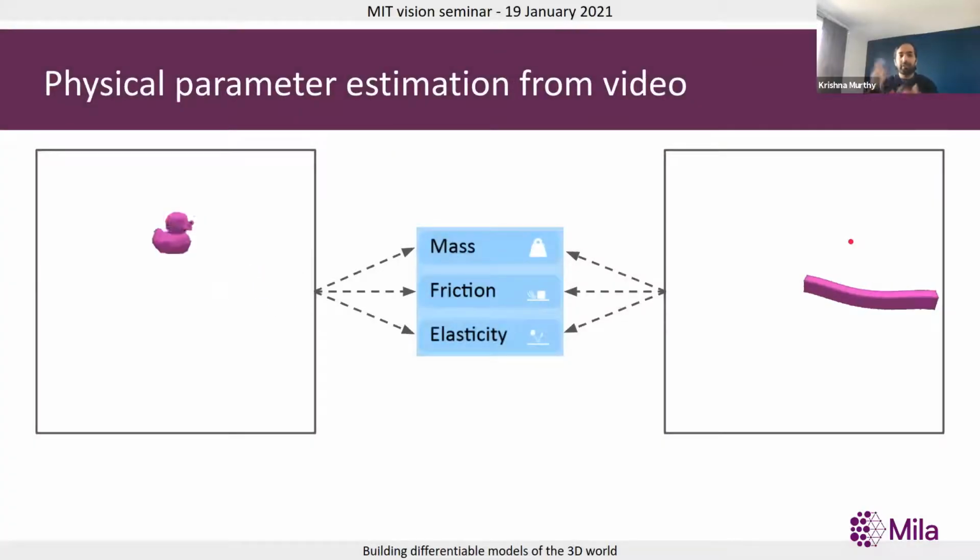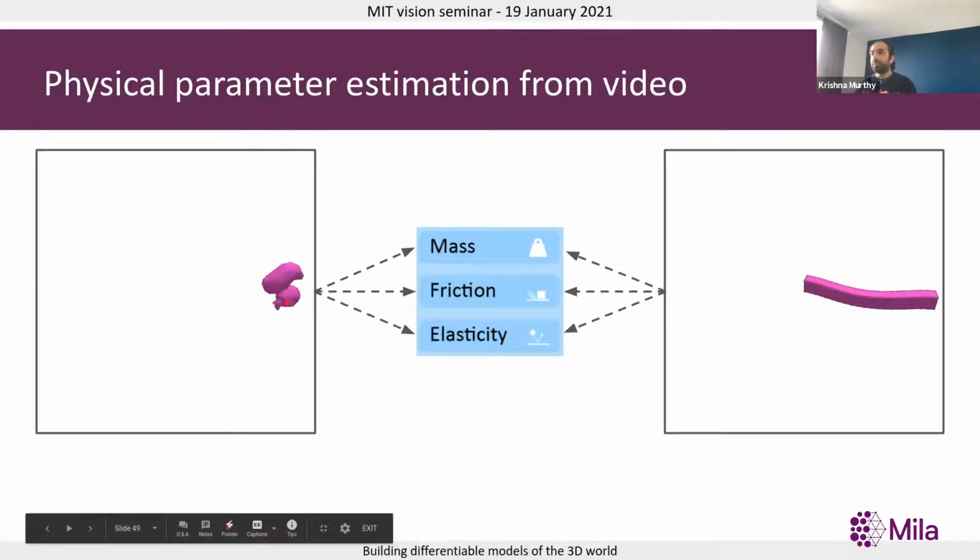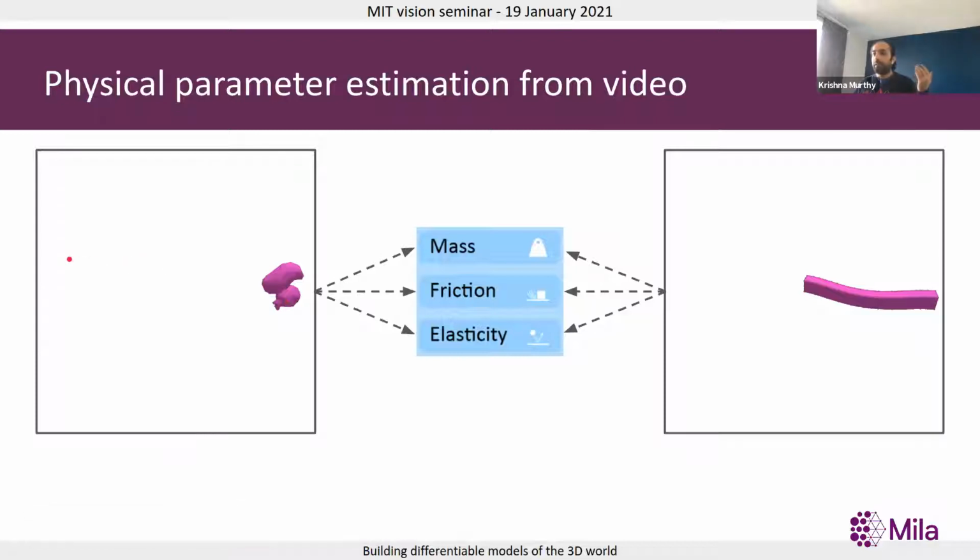So just to give you a brief idea of the problem setup, we assume we're given a video sequence of an object being acted upon by external forces. And we want to estimate physical parameters of this object, for example, mass, friction, and elasticity. But there might also be other physical properties depending on the nature of the object. For example, for deformable beams, we'll have other material properties like the Lamé parameters and so on.